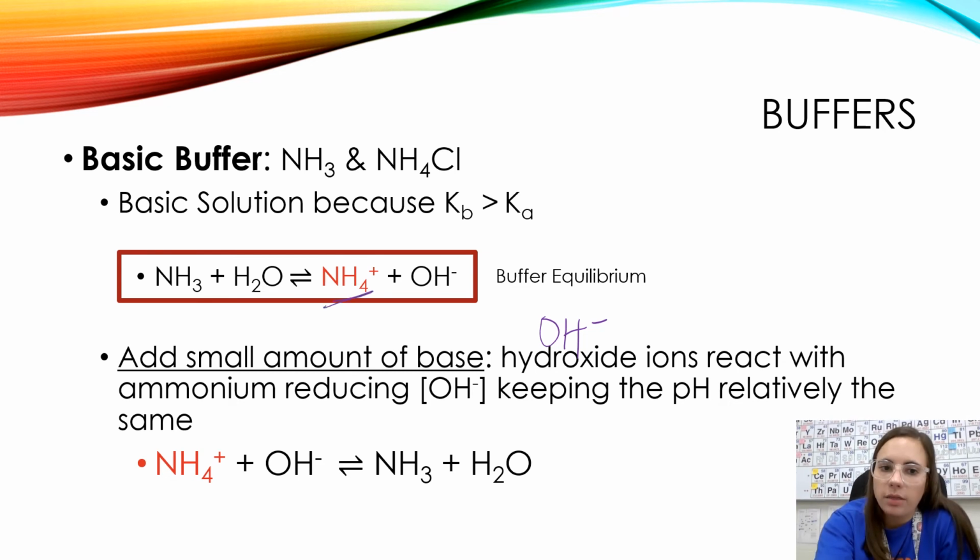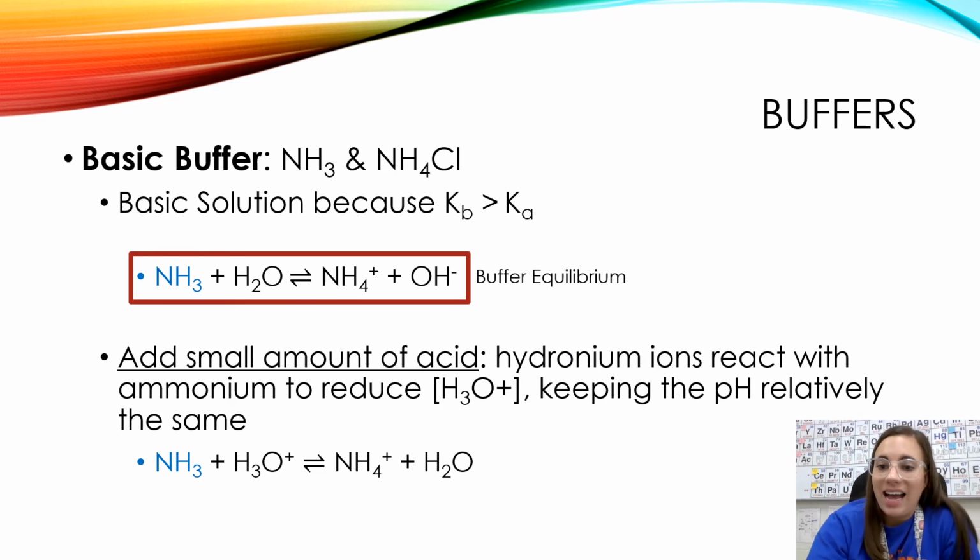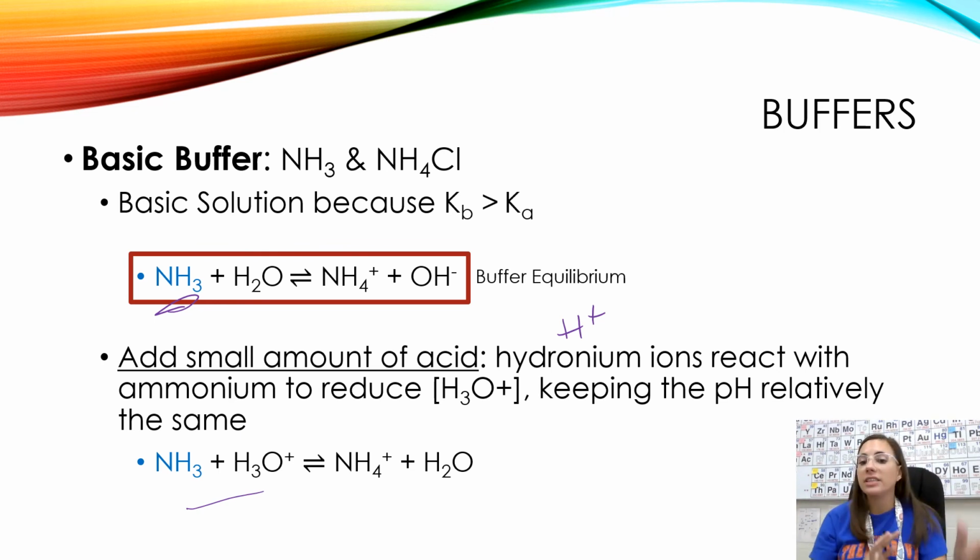So if I add a small amount of base, so I add hydroxide to this buffer, it can react with the ammonium ion, which is an acid, to neutralize that addition and keep the pH relatively the same. If I add acid, so I add H+, it can react with the weak base ammonia to neutralize that addition and keep the pH relatively the same. So no matter if we have an acidic buffer or a basic buffer, additions of acid or base are going to be neutralized by one of the parts, and it's going to keep the pH relatively the same.